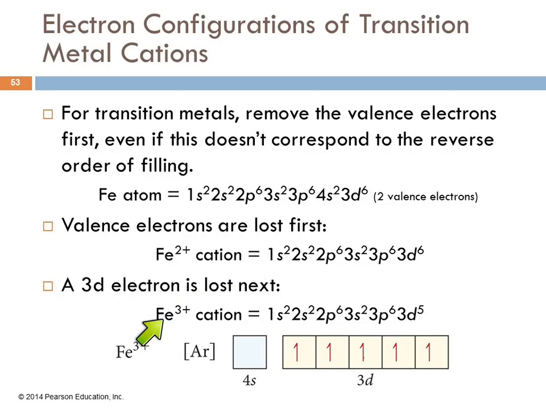And if we're going to make a 3+ cation, then we're going to lose one of these 3d6 electrons, and that's how we get 3d5. What do you notice about this block here? All the boxes are half full, right? And so there's some benefit in that, of having it be half full. And so iron can form a +2 ion or a +3 ion.